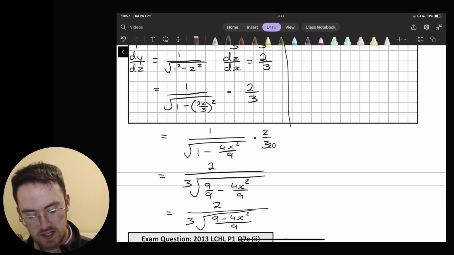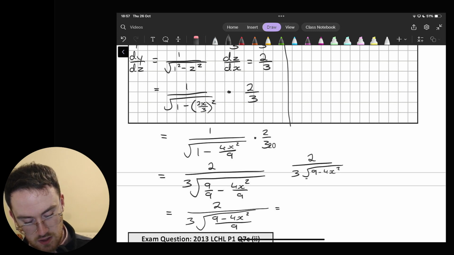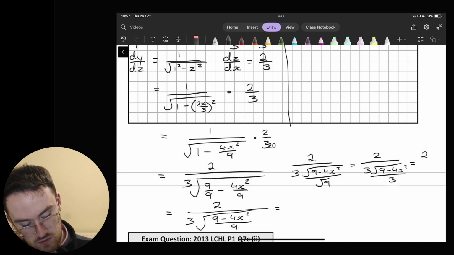Okay, from my surd rules then, if we remember our surd rules, keeping my 3 on the front, I can rewrite it as the square root of 9 minus 4x squared over the square root of 9, which of course is just 3. So I have 3 root 9 minus 4x squared over 3, which gives me an answer of 2 over root 9 minus 4x squared. That's my answer here.